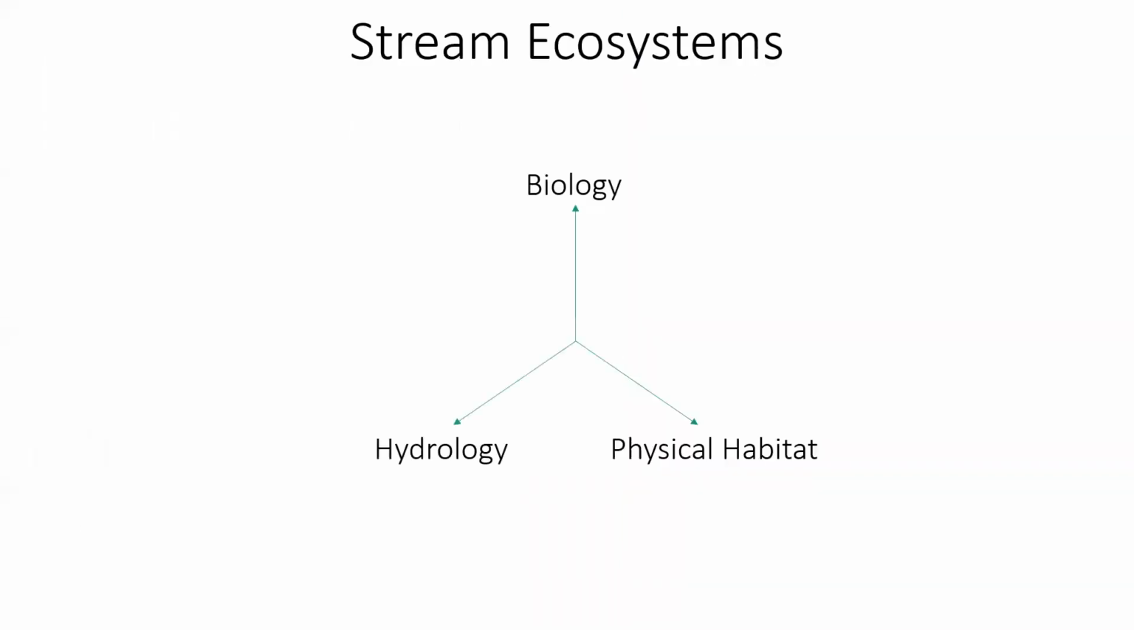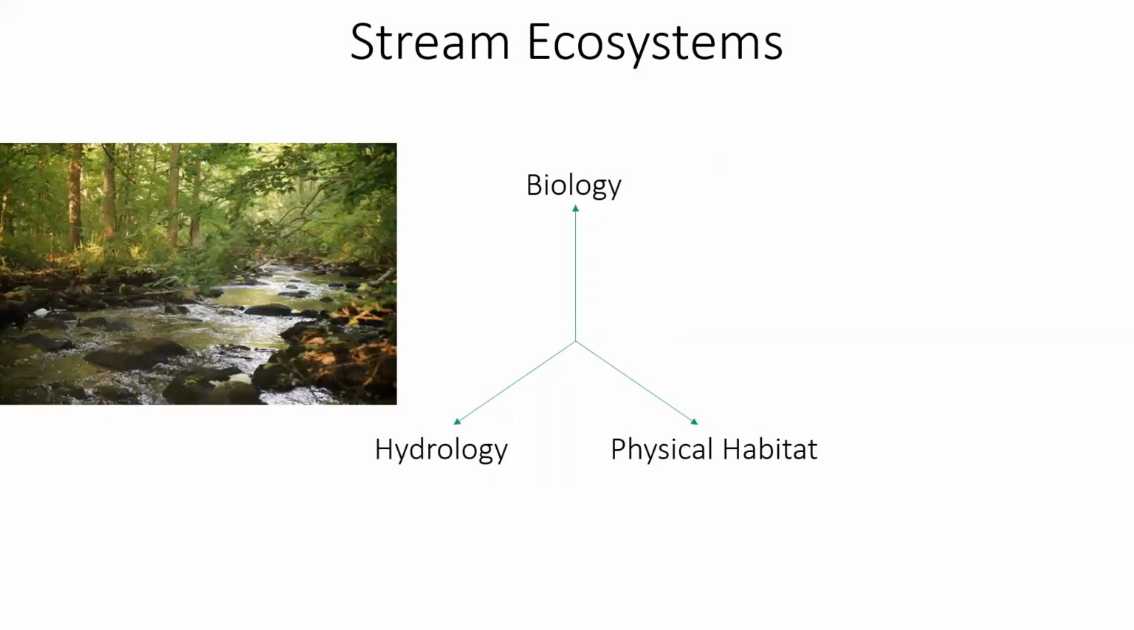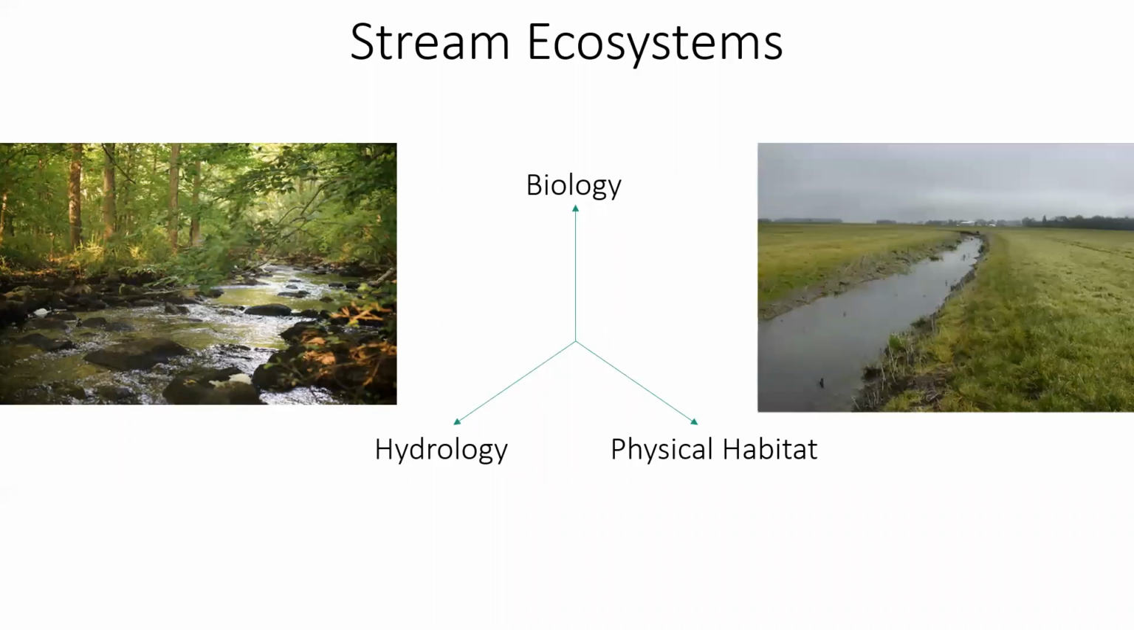So to get started, when we think of stream ecosystems, we're thinking of the interaction between the physical habitat, the stream's hydrology, and the biota living within that environment. And each of these parameters is of equal importance when considering the overall structure and function of an ecosystem, whether that be under pristine or impaired conditions.